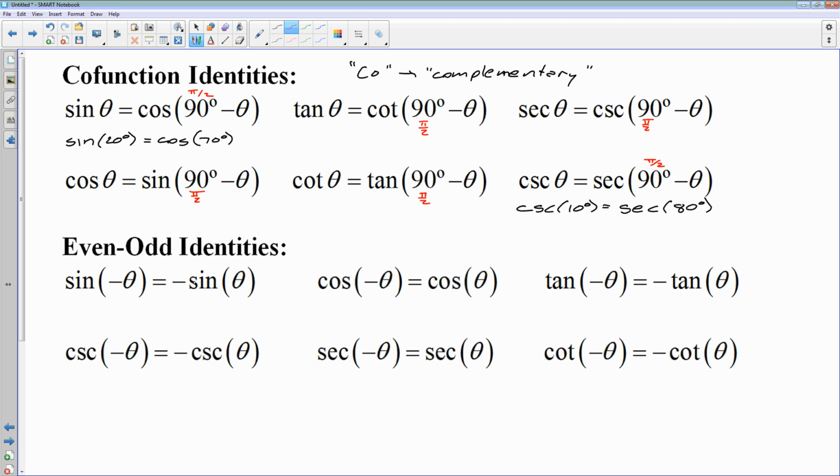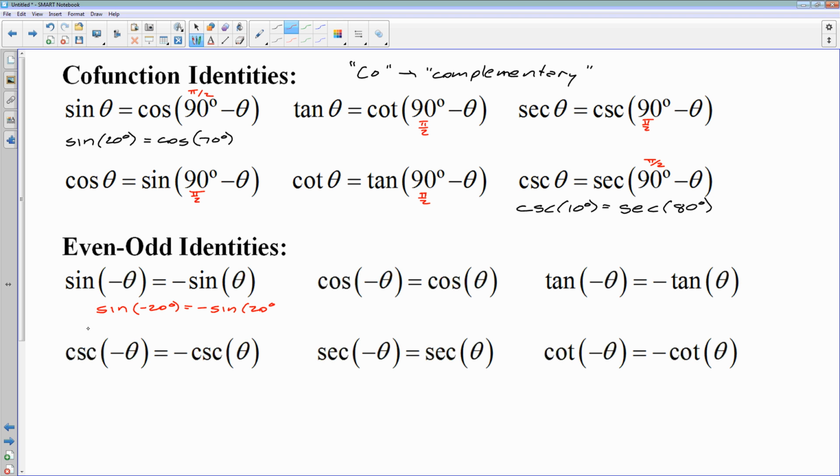Sine of negative theta: if you have sine of a negative angle, you can pull the negative out. I'm kind of saying that in a bad way, but essentially, the sine of negative 20 degrees is the same thing as the negative sine of 20 degrees. Cosine, you can kind of ignore the negative. Cosine of negative 20 is the same as cosine of positive 20.